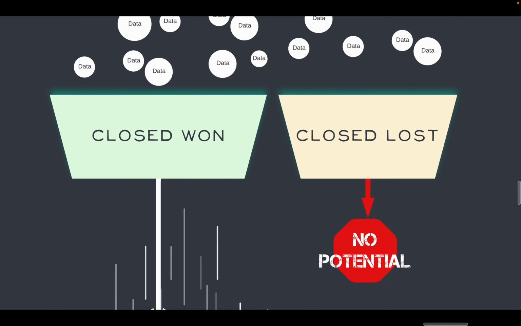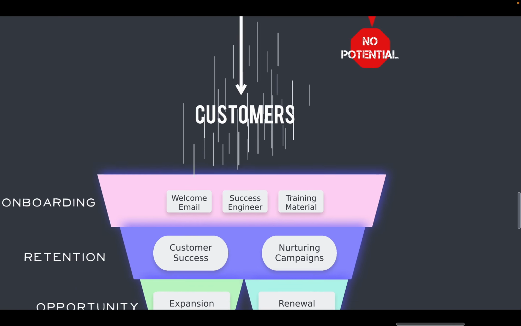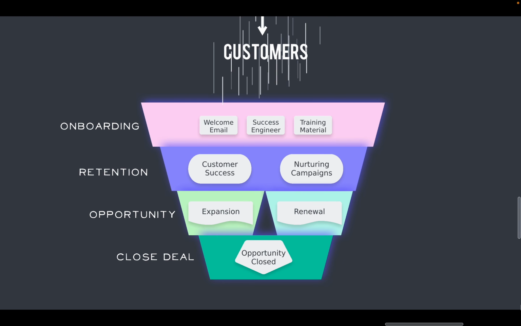And if they do become a closed won, then they become a paying customer and they continue down a customer funnel, which has another set of activities and initiatives. And all of this information is just data moving through your whole process in your database and allowing you to make the best, most effective decision-making process.